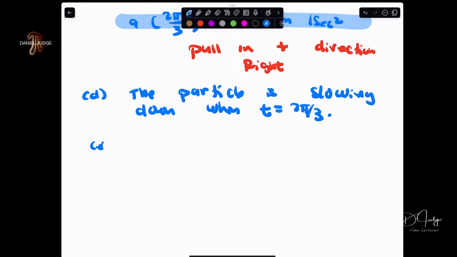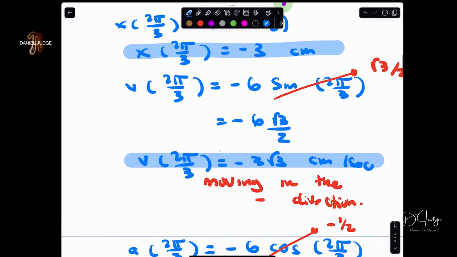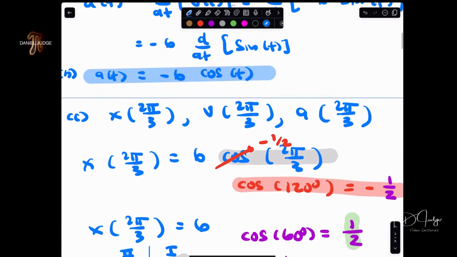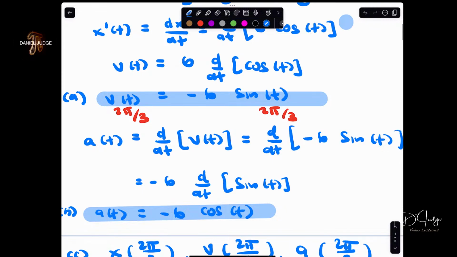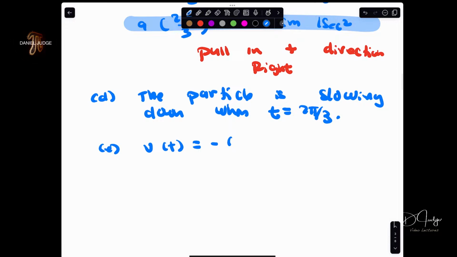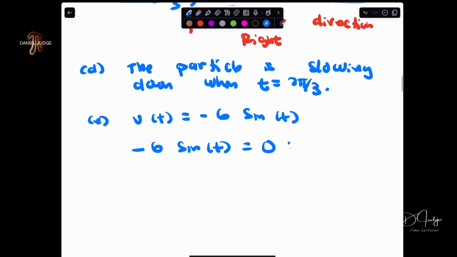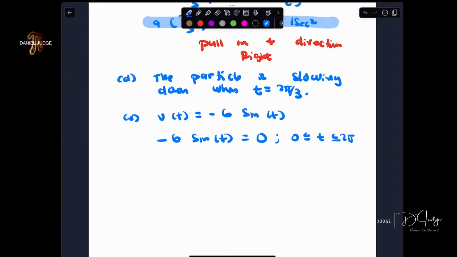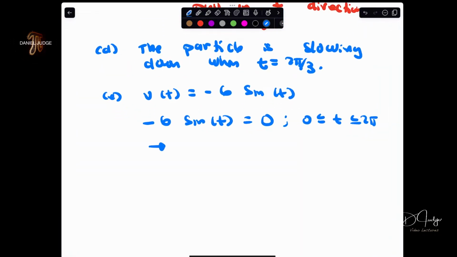So we want the velocity function again. And the velocity function is found over here. It's negative 6 sine t. There's your velocity. You set that equal to 0 and solve for t. And the domain is restricted, so 0 to 2 pi. Okay, that's convenient. Now, negative 6 sine t, if we divide both sides by negative 6, we'll get sine t is 0 here.